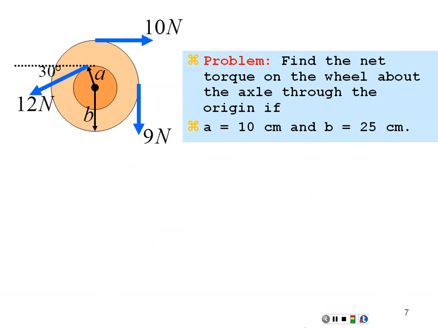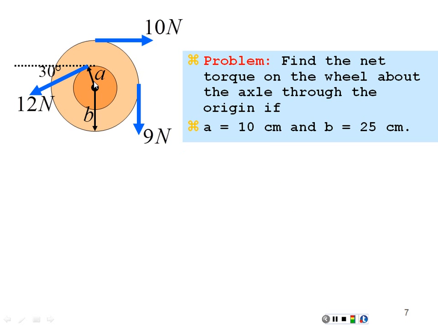Let's try this out in this problem. We have a wheel with an axle. We have 3 forces acting on this wheel trying to cause it to turn. So we have 3 torques. A couple of these torques are in one direction and the other torque is in the opposite direction. So we'll find the net torque on this wheel.